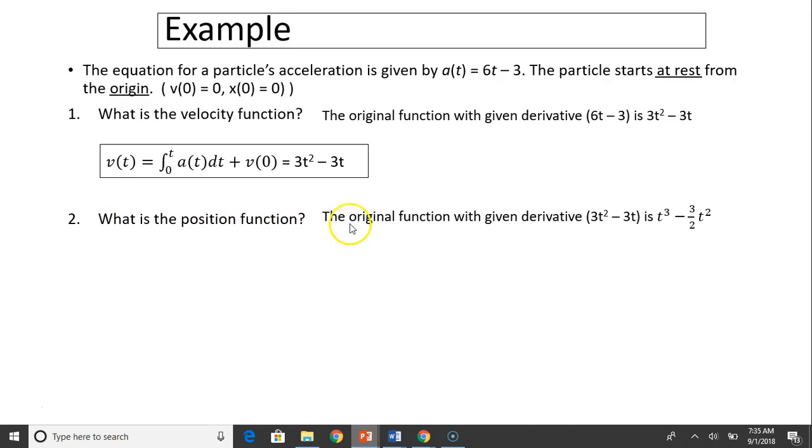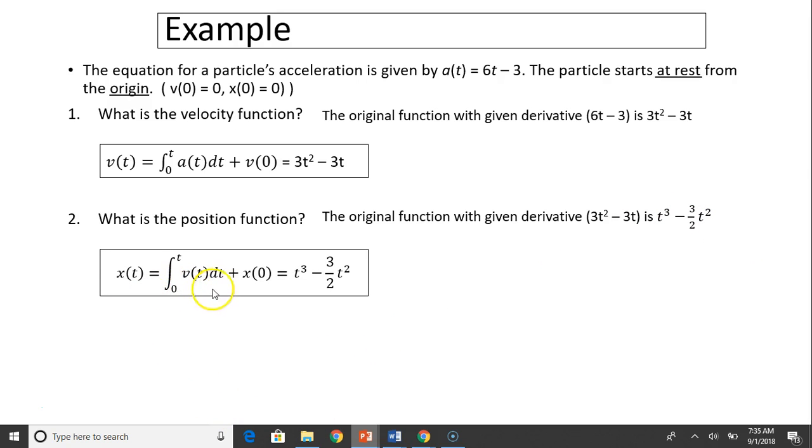To find the position function, we have to find the original function whose derivative is 3t squared minus 3t. What is that? That is t cubed. And for the second term, 3t is 3 divided by 2 times t squared. Because if you take the derivative of 3 divided by 2 times t squared, that's 3 divided by 2 times 2t, and the 2 and 2 cancel, giving you 3t. So that's the original function.